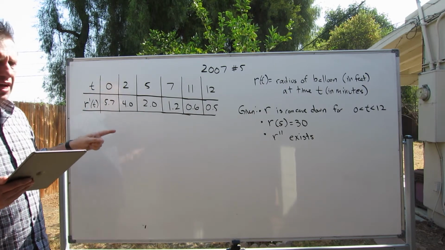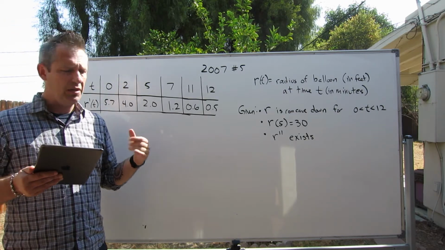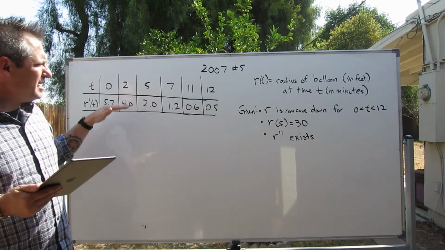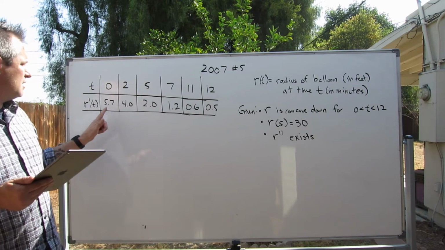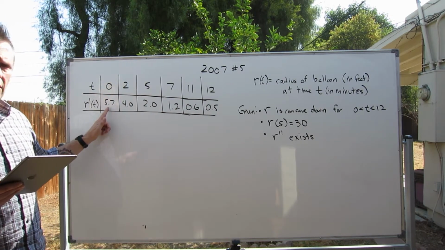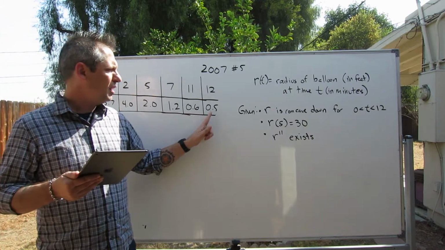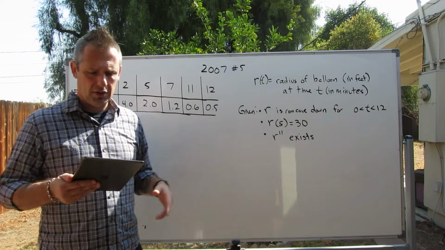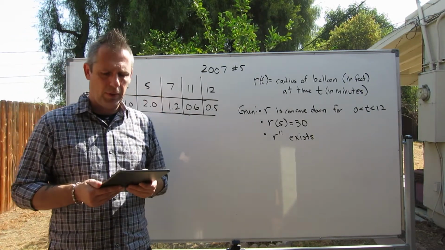So at time 0, the radius is increasing by 5.7 feet per minute. And it looks like as time goes on, the rate of increase is decreasing. So it's increasing very fast at first. The first couple of minutes it's increasing very fast, but by the 12th minute, we're not gaining many feet per minute. And thinking about these sort of things can be very helpful for a problem like this.